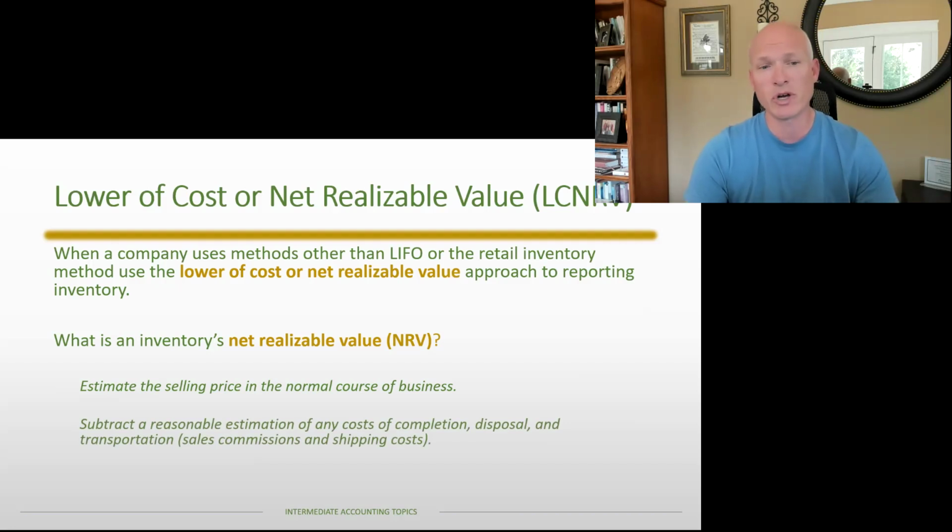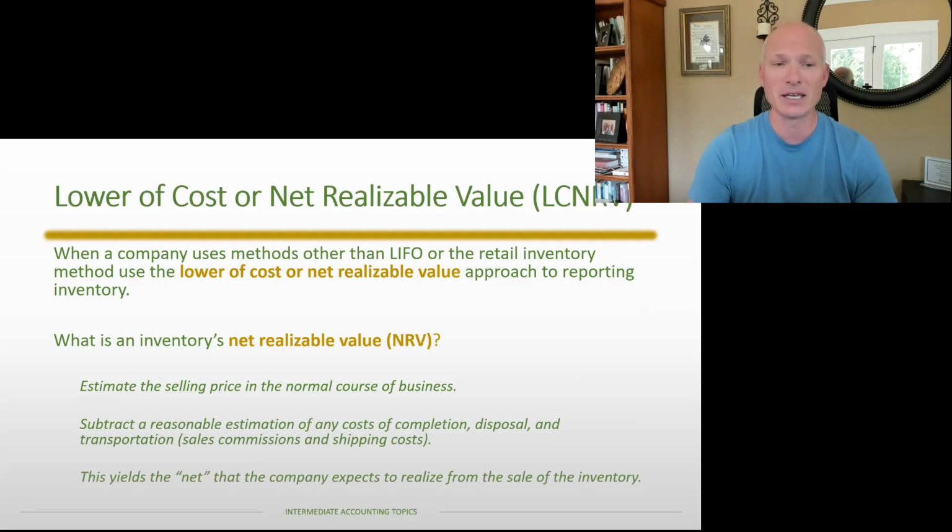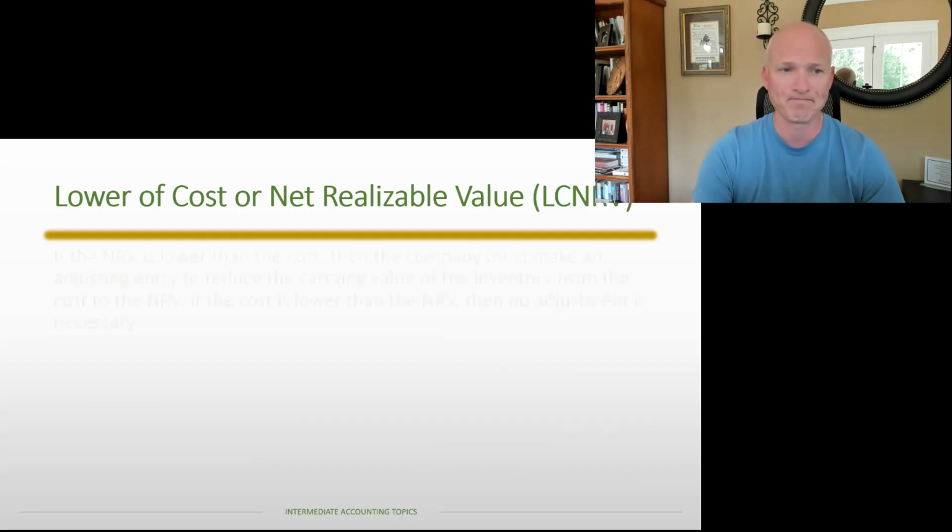Then from there, you would subtract a reasonable estimation of costs of completion, disposal, and transportation. In other words, whatever state they're in, there might be something else you need to do to those inventory items before they can be sold, and you need to subtract that cost off. That net difference is the net realizable value. Again, it's the expected selling price in their current condition based on the normal process, subtracting off the costs you're going to incur to prepare it for sale, and that difference is the net realizable value.